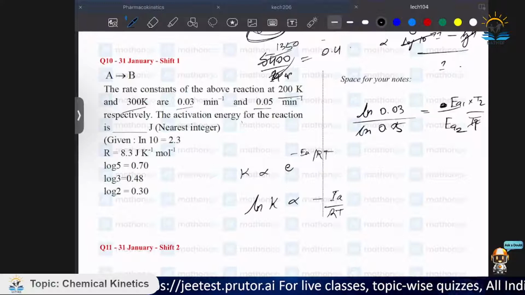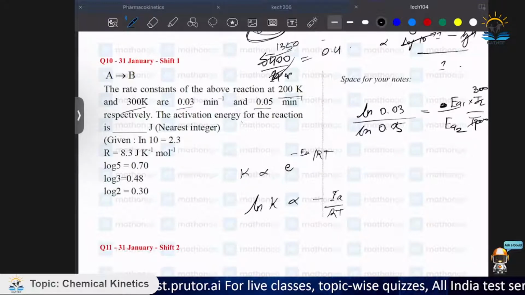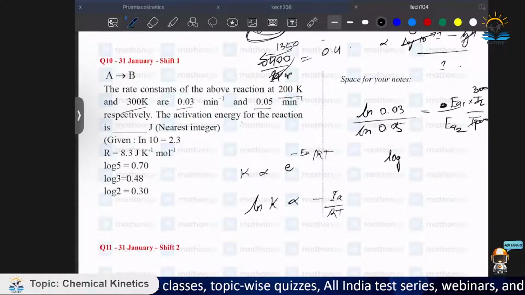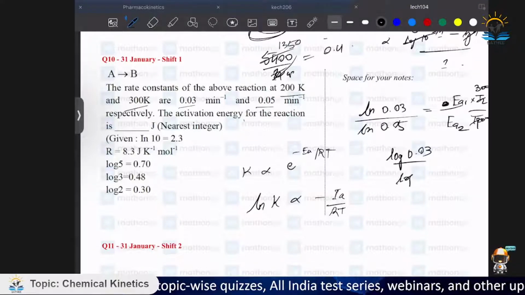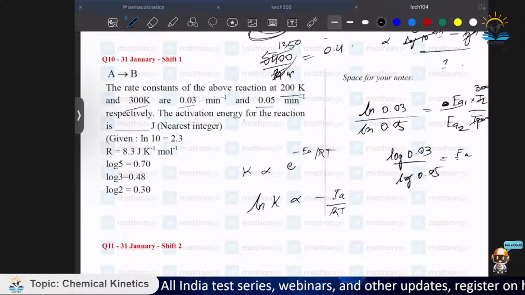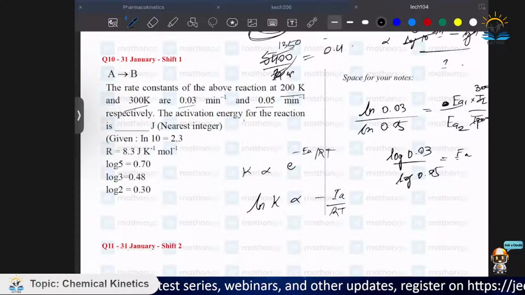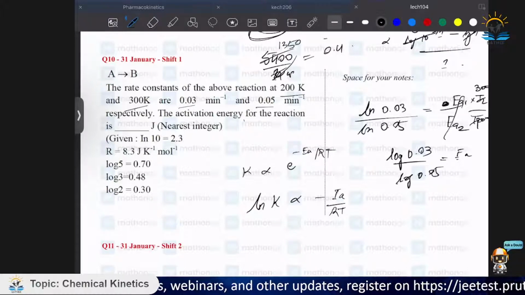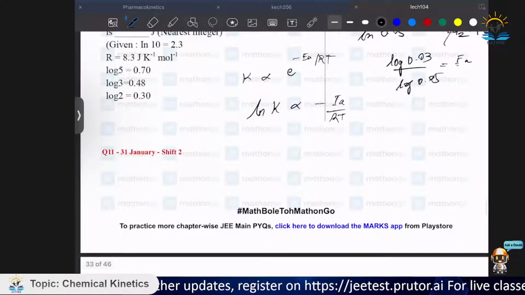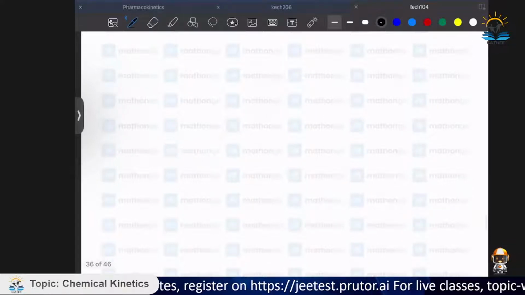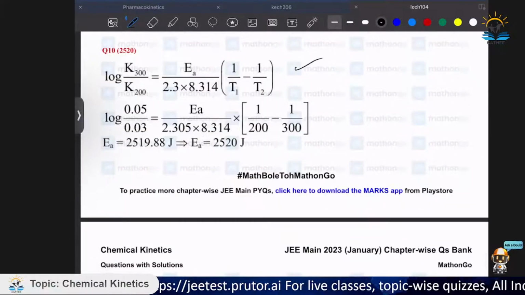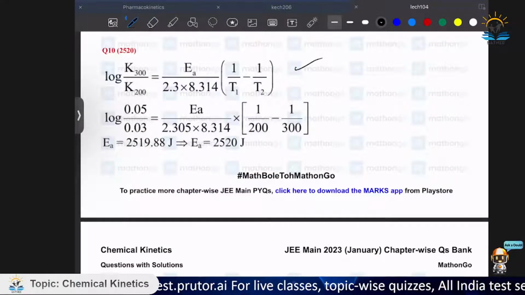T1 is 200, T2 is 300. So log 0.03 by log 0.05 is equal to Ea. Oh, Ea1, Ea2 is nothing, Ea will get cancelled. Ea is going to be the same. Let's see how they have solved it. They have taken a ratio. Oh, I used the wrong formula itself. This is how they have solved.